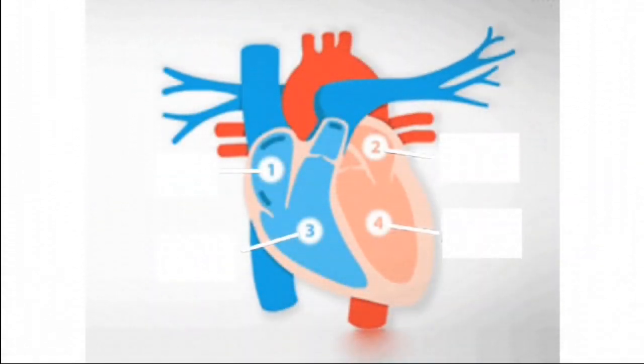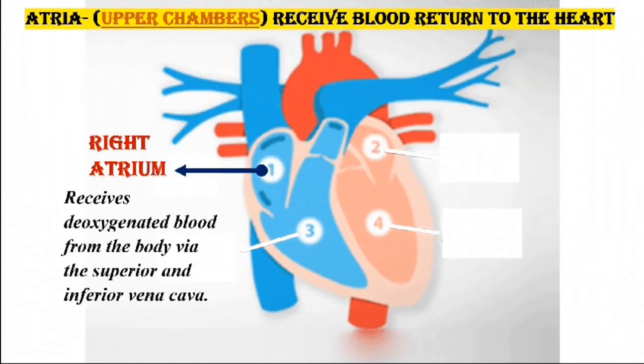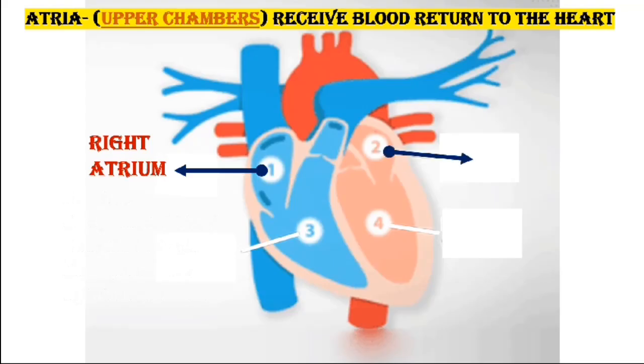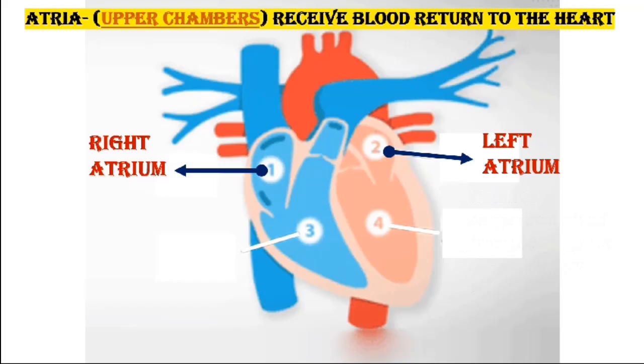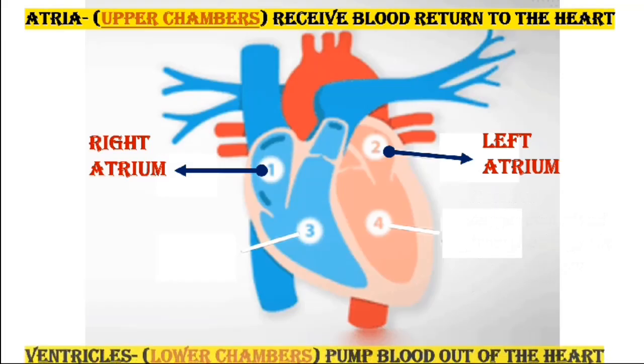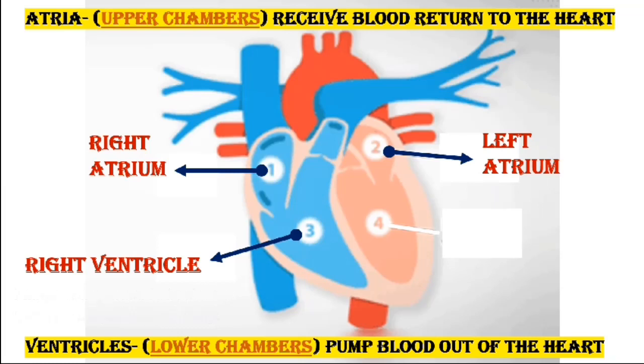Internal structure. Chambers. First is atria, that is upper chambers. Receive blood returning to the heart. Right atrium receives deoxygenated blood from the body via the superior and inferior vena cava. Left atrium receives oxygenated blood from the lungs via the pulmonary veins. Ventricles, lower chambers, pump blood out of the heart. Right ventricle pumps deoxygenated blood to the lungs via the pulmonary artery. Left ventricle pumps oxygenated blood to the body via the aorta.